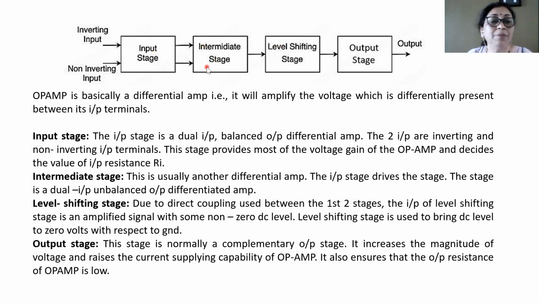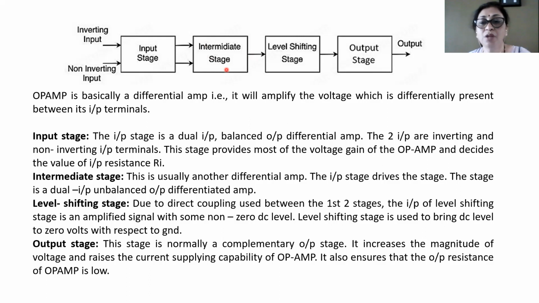Now coming to the intermediate stage. What you can observe here is that it has 2 inputs and a single output. This usually is again another differential amplifier, just like the first one. But the only difference is that the intermediate stage differential amplifier is dual input but unbalanced output. If it has a single output, it is called unbalanced output. So a dual input unbalanced output type of differential amplifier is used in the intermediate stage.